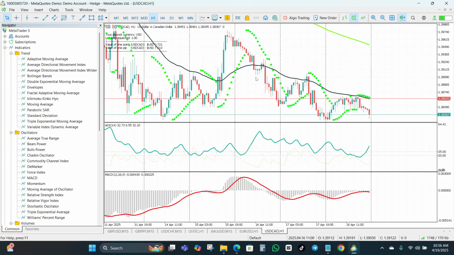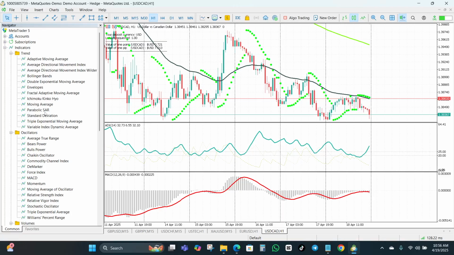When the dots are below price, the trend is considered bullish. When the dots are above price, the trend is considered bearish. This tool is great for trailing stop losses and identifying potential trend reversals with simplicity. It works best in trending markets and helps keep traders in trades longer during strong moves.